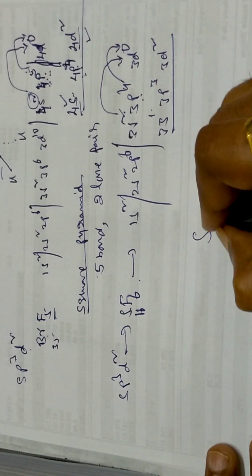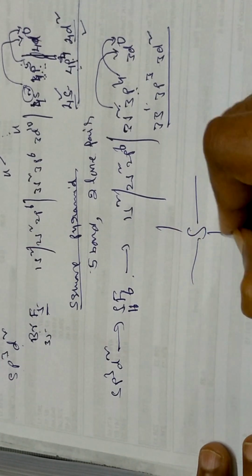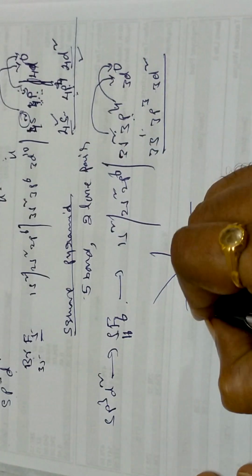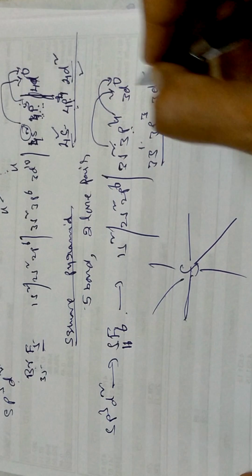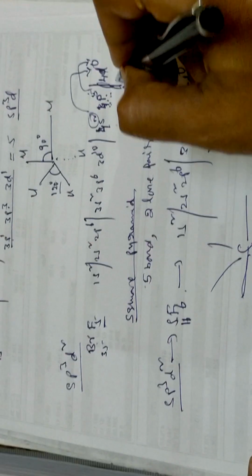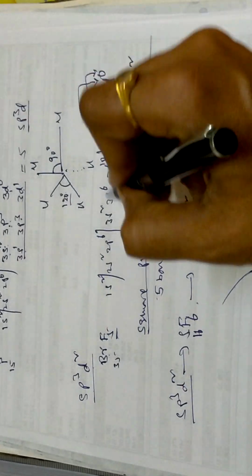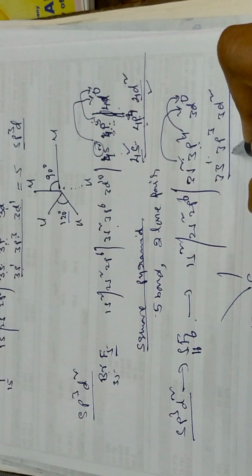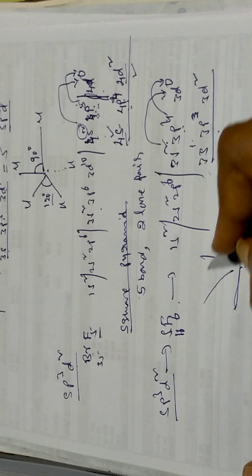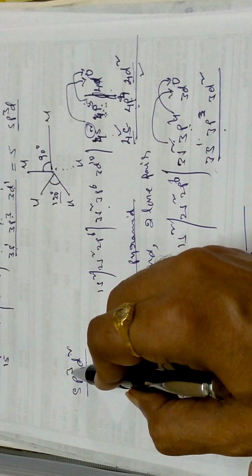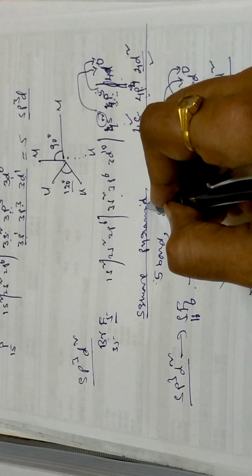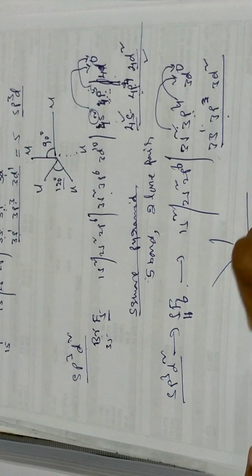S is in the middle, with 1, 2, 3, 4, 5, 6 fluorines. The angles are equal, everything matches perfectly. Whereas this is also sp3d2, and this is also sp3d2, but here there are only 5 bonds and 2 lone pairs, while here there are 6 bonds and no lone pairs. So it is a square pyramid in one case, and octahedral in the other.